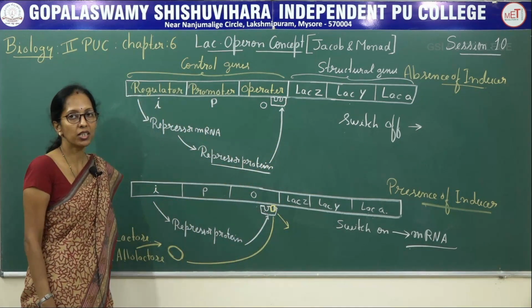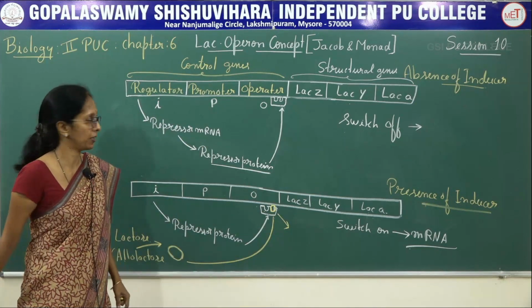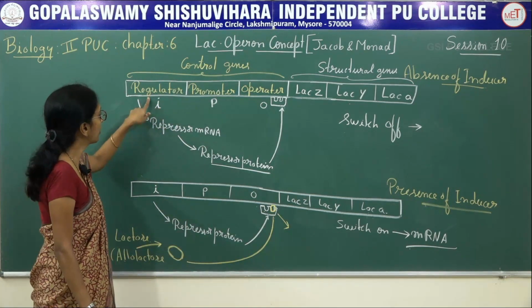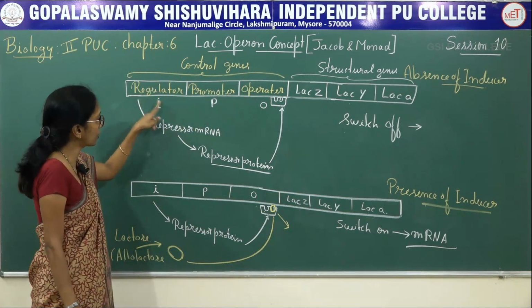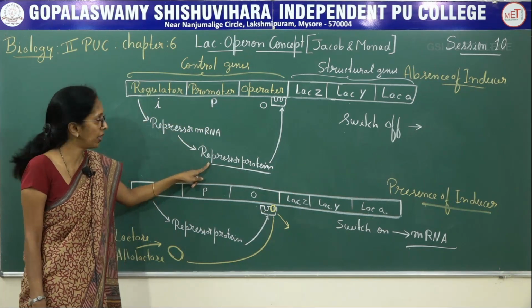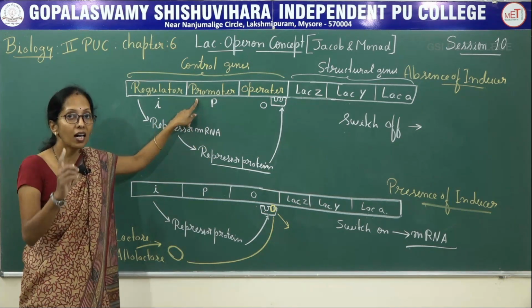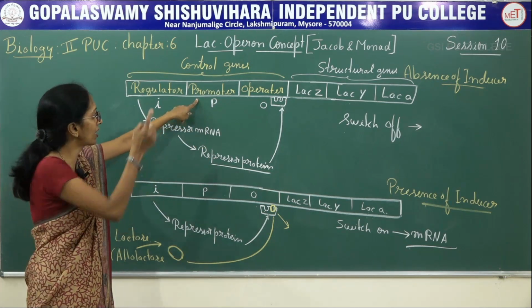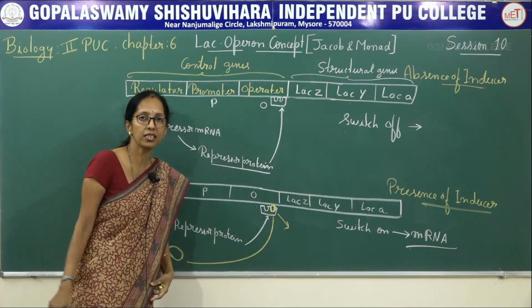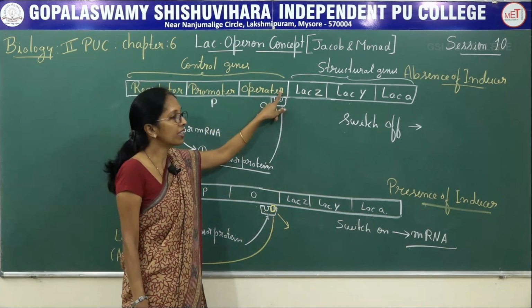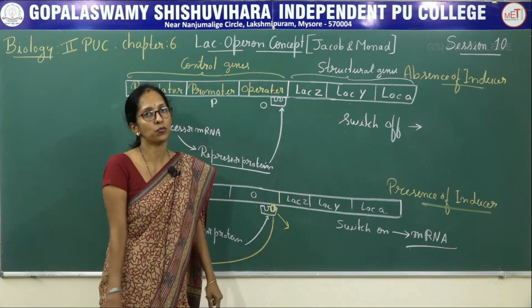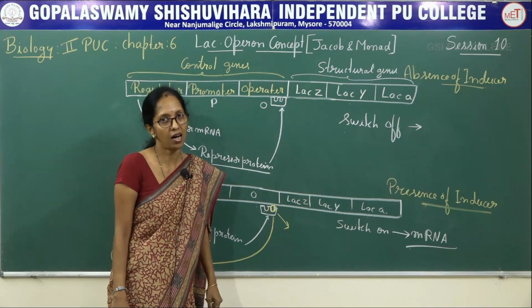Coming to the control genes, they control the structural genes. There are three types: regulator, promoter, operator. The regulator produces repressor protein. At the promoter, RNA polymerase enzyme attaches so that it helps in the synthesis of mRNA. The operator acts as a single switch for the synthesis of mRNA.